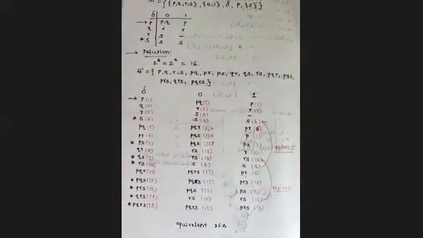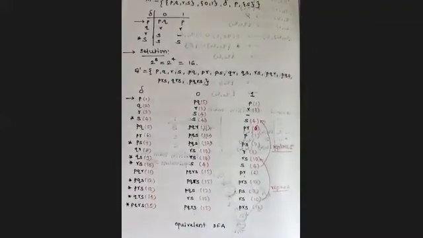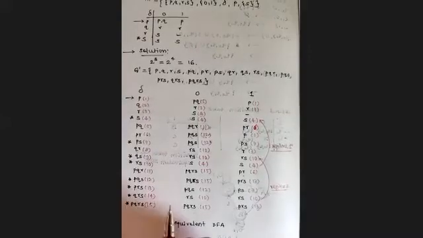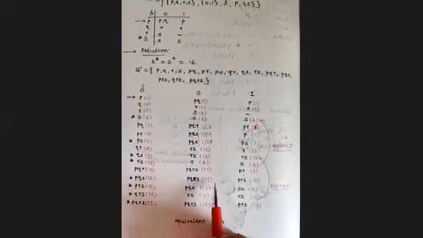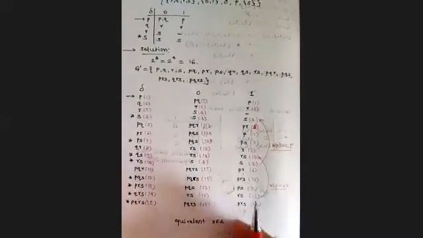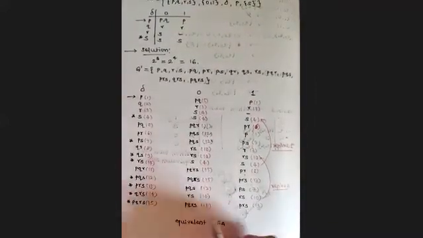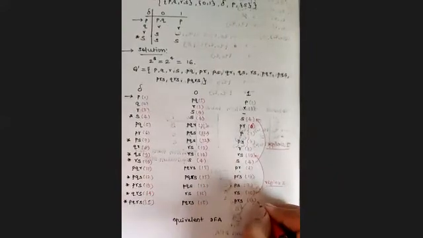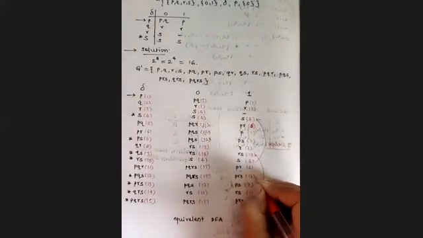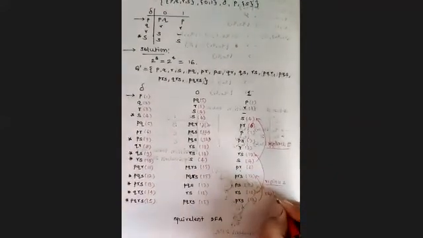Then next, 12 and 15. 12 goes to 15 and 13, and this is 15 and 13. 12 is also final state, 15 is also final state. Correct. This is replacement number 3.